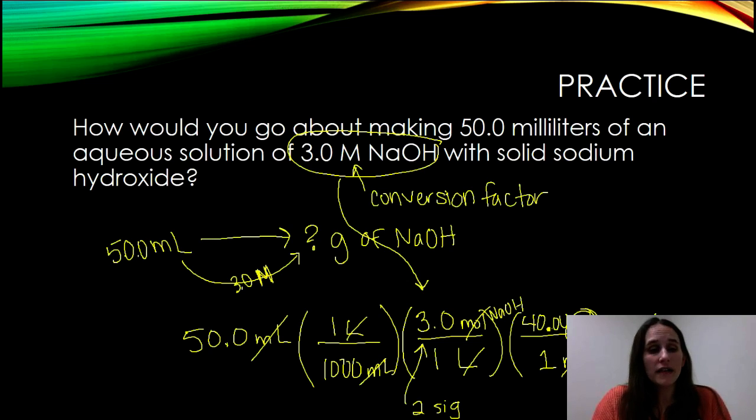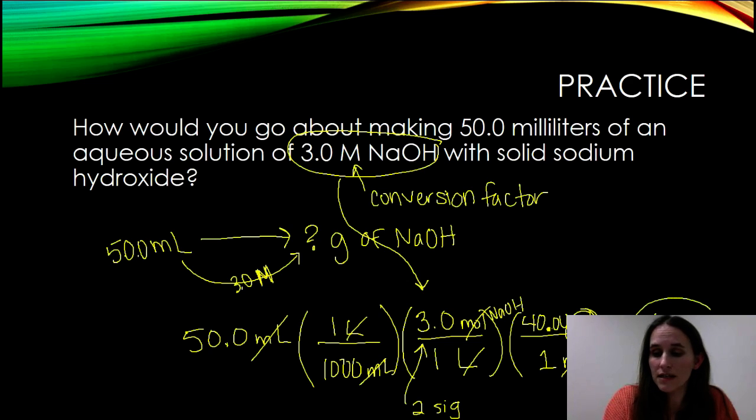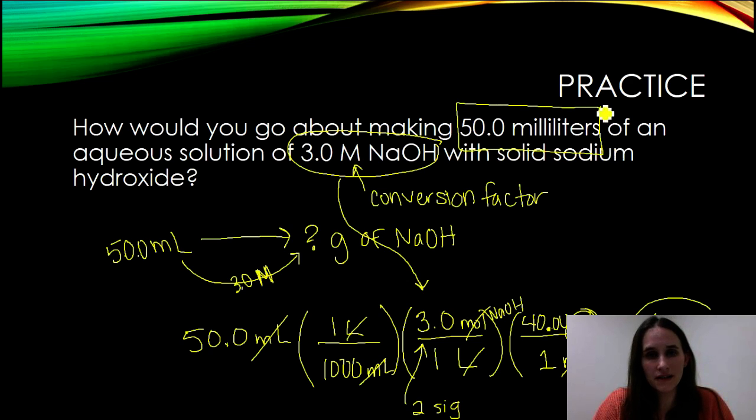So my real final answer, when it says how would you go about making 50 milliliters of an aqueous solution of 3 molar sodium hydroxide, what I would do is measure out 6 grams of sodium hydroxide in the lab, and then dissolve that in water and add water to it until I reached this total of 50 milliliters. And then I would know that solution had a molarity of 3 moles per liter.